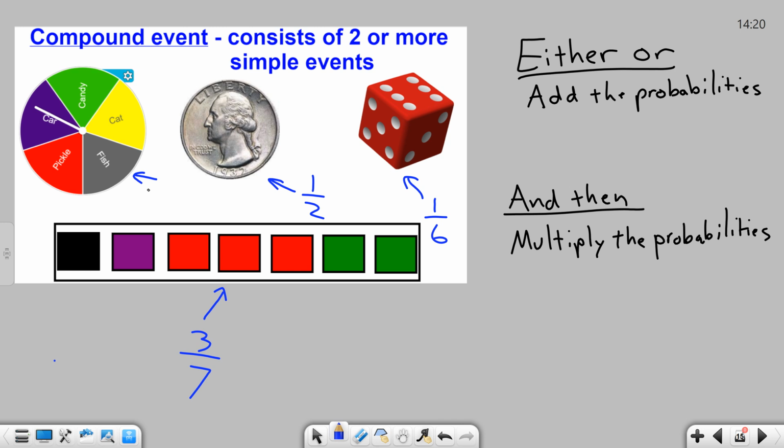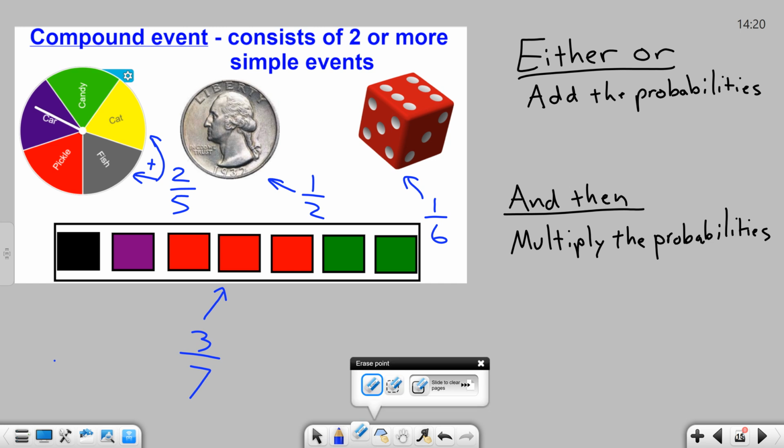The simple probability of getting either or, remember either or, we add the probabilities together, of getting fish or cat would be 2 out of 5. So those are what we call simple probabilities. There's only one thing happening. Even though it says either or, I'm only spinning once, and I win if I get cat, and I win if I get fish, either one.